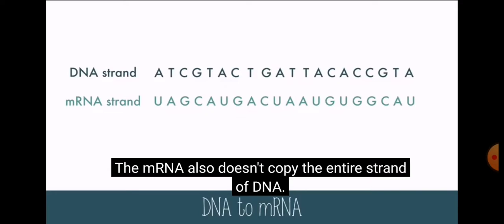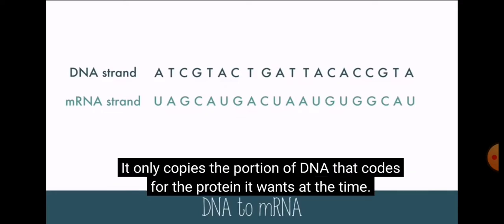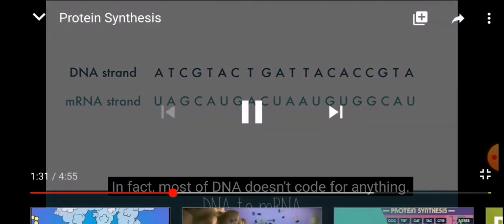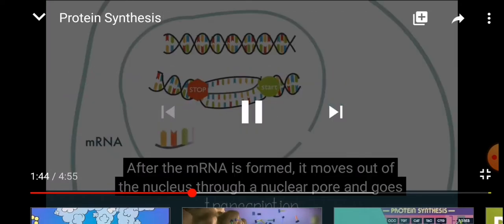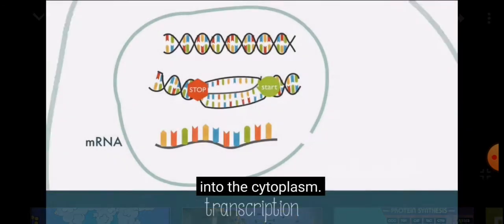The mRNA also doesn't copy the entire strand of DNA. It only copies the portion of DNA that codes for the protein it wants at the time. In fact, most of DNA doesn't code for anything. Only about 2% of it does. It moves out of the nucleus through a nuclear pore and goes into the cytoplasm.